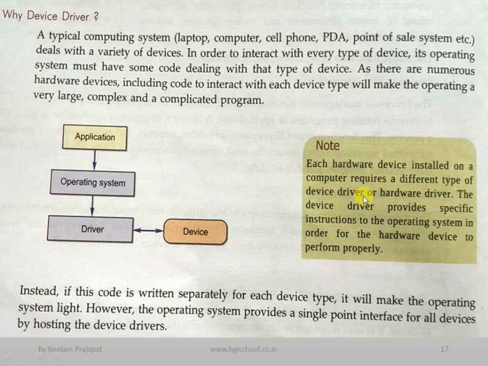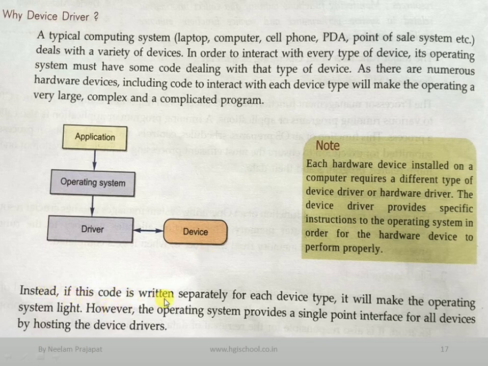Now each hardware device installed on the computer requires a different type of device driver. Not the same driver will work with every device. With every device there will be a different device driver or hardware driver. The device driver provides specific instructions to the operating system in order for the hardware device to perform properly. Got it? So device drivers have some specific, important instructions that should be given to the operating system so that the particular hardware device performs properly.